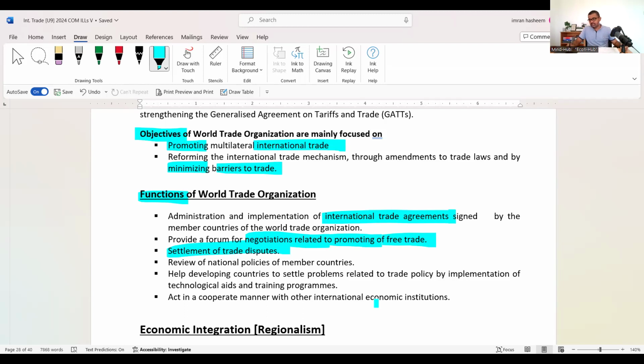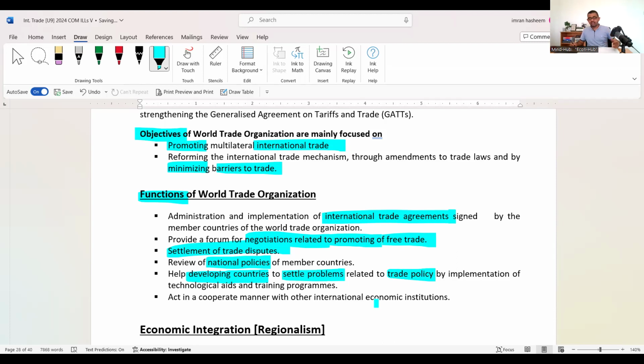Revival of national policies of member countries, review of national policies. They look at the national policies and help these member countries to develop better policies that will give them more benefits from international trade. Help developing countries to settle problems related to trade policy.